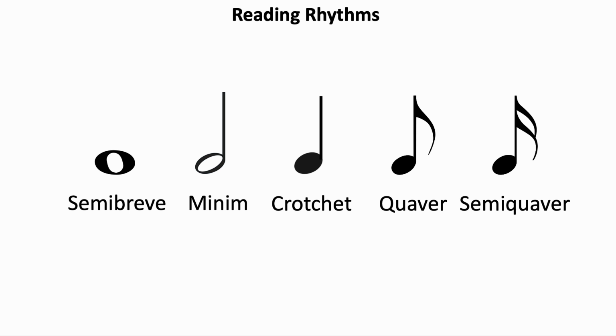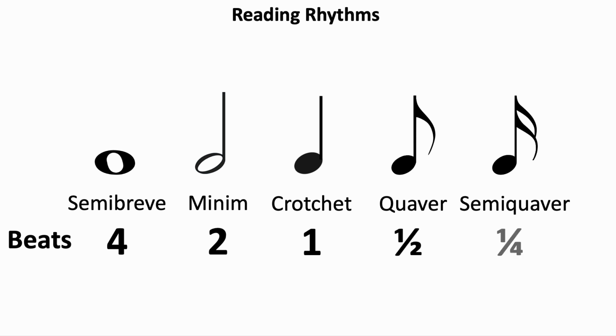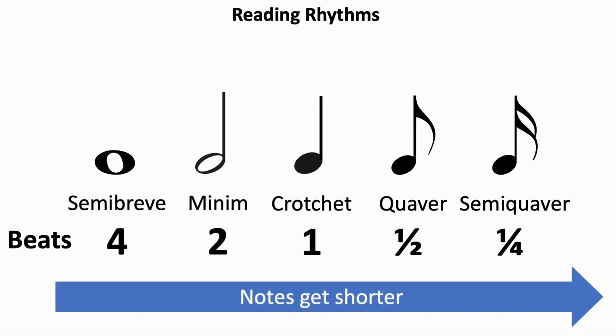These are rhythms. They tell us how long or short to play the notes. A semibreve is 4 beats, a minim is 2 beats, a crotchet is 1 beat, a quaver is half a beat, and a semiquaver is a quarter of a beat. Notice that the notes get shorter, more elements are added to the symbol.